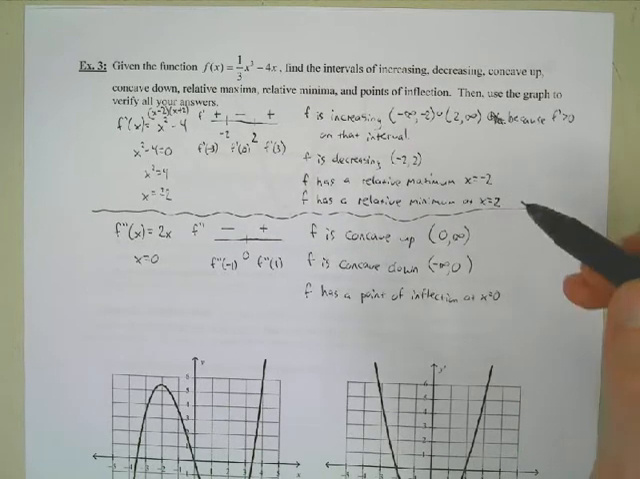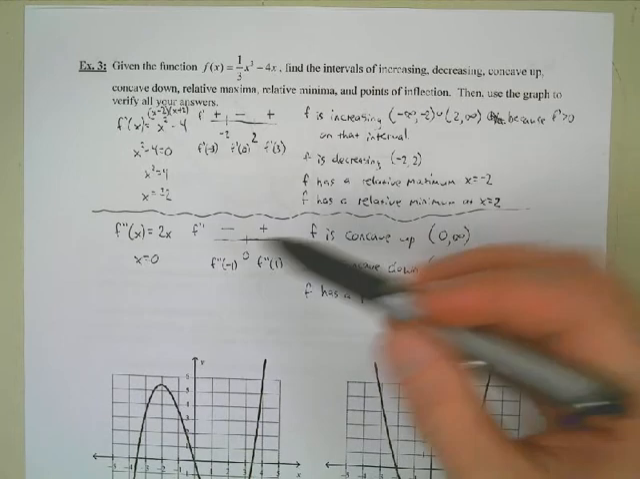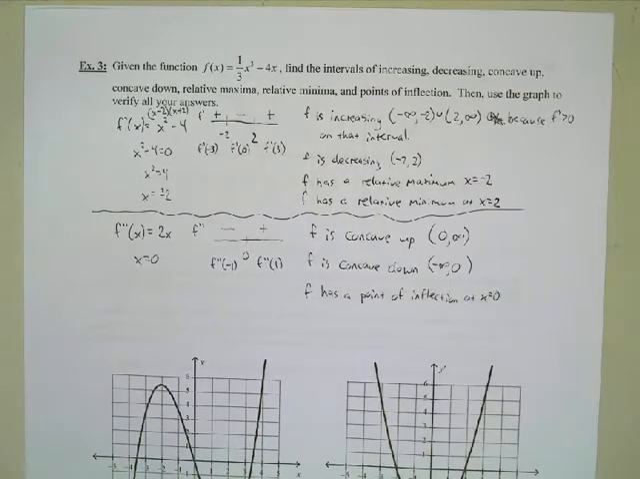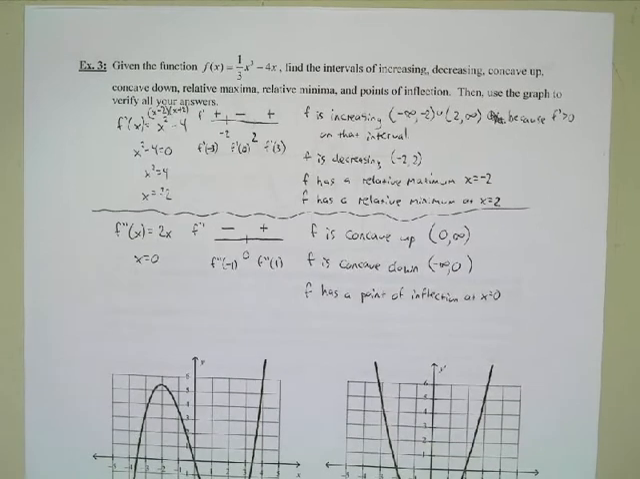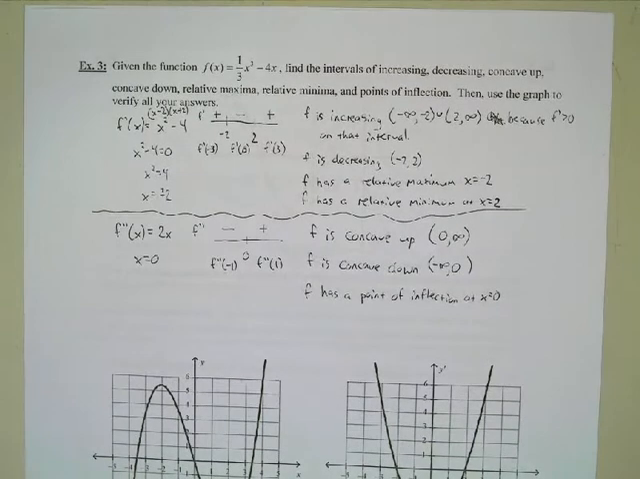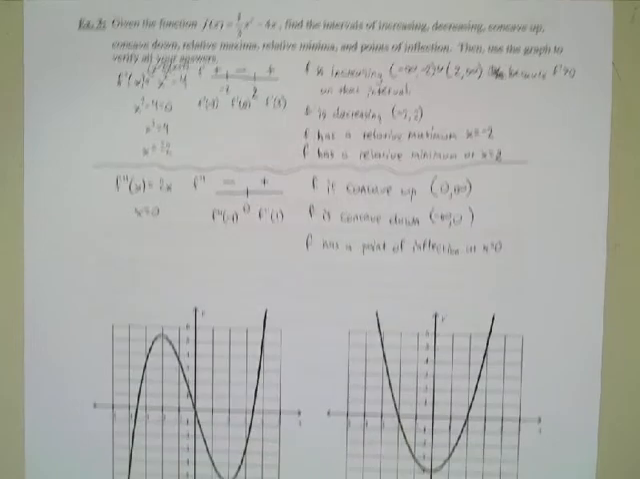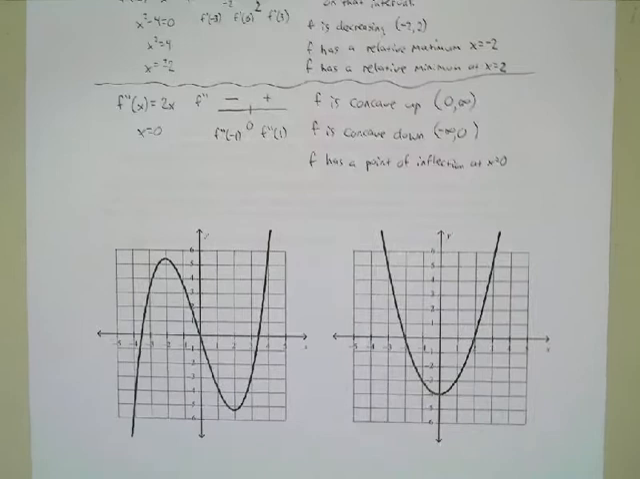F prime prime is changing from negative to positive at that point. Okay? And that's it. That's your justification for it. Really easy. Those justifications should be easy points for you. It's very straightforward. I mean, you're basically just saying what you're doing.